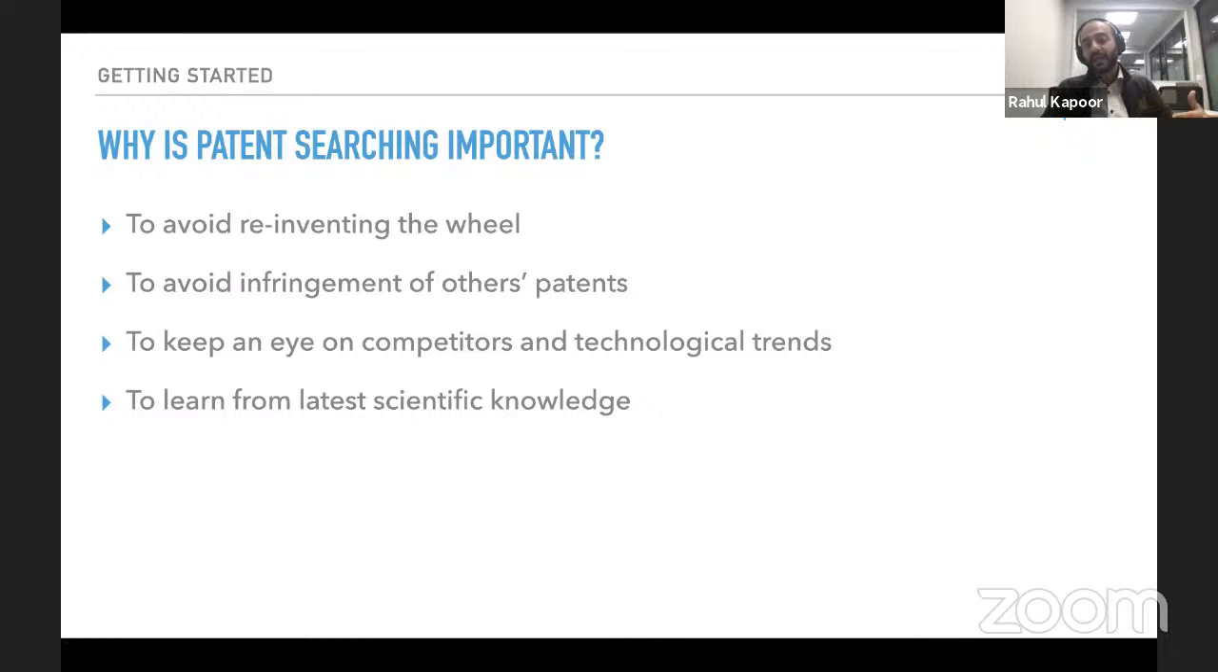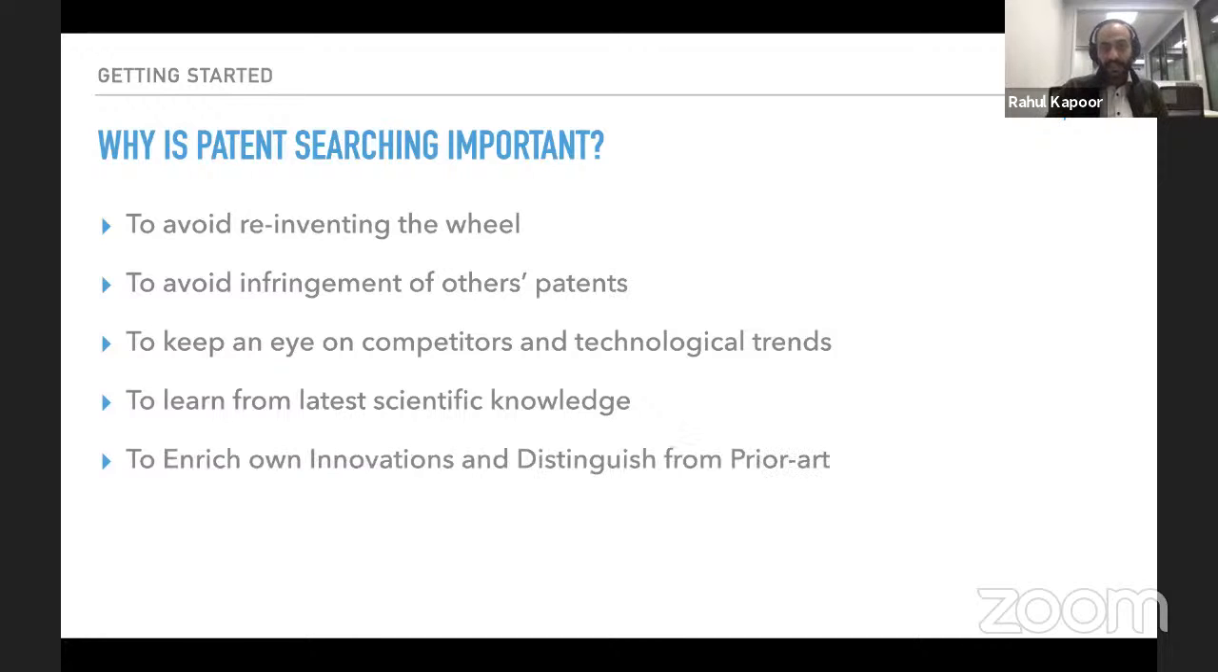For example, I'll show you some patents today, like how Apple writes their patents and how they use pictures in their patents. These are so good. Of course, they have a lot of budget and big teams for drawings and writing the text of the patents. But just by seeing those patents, you can get inspiration and your own ideas on how to go about writing your patents, enriching your own innovations and distinguishing your own innovation from prior art. So search is also very important.